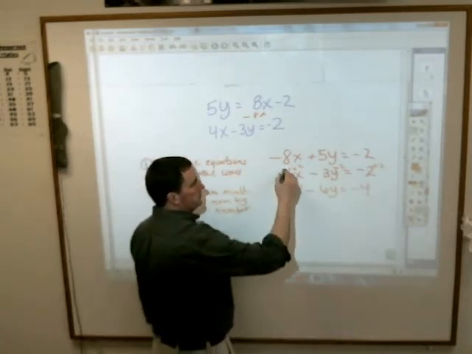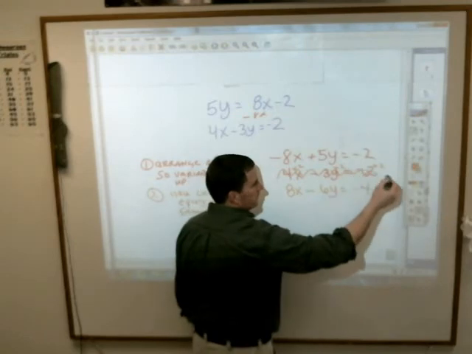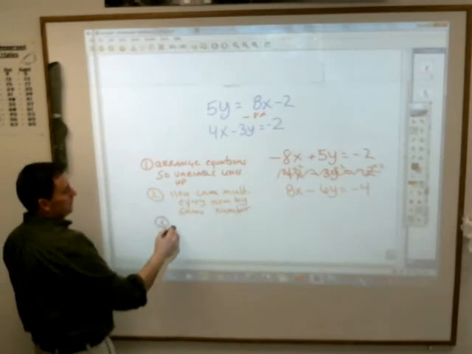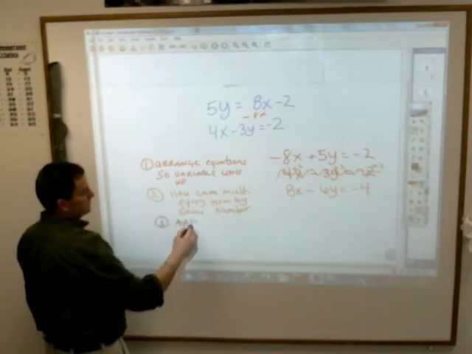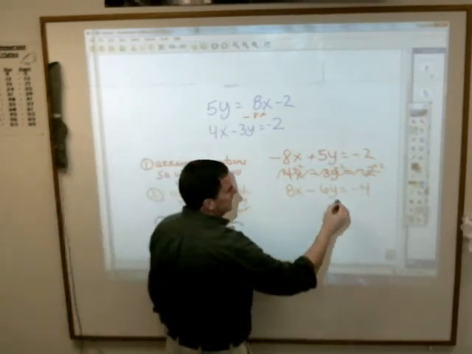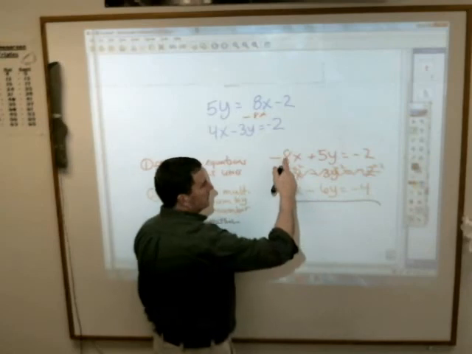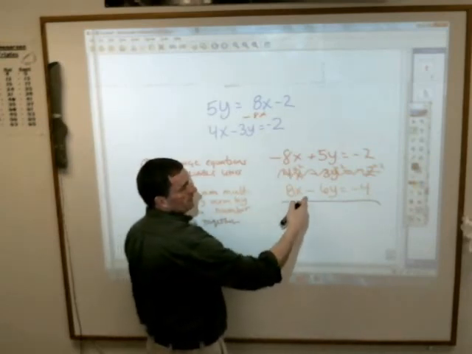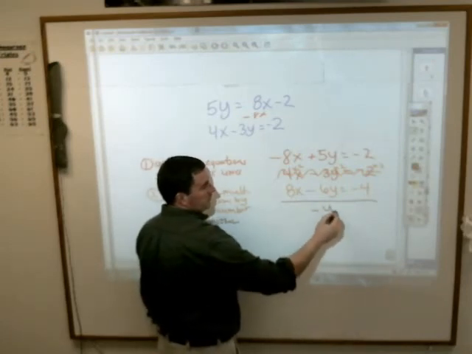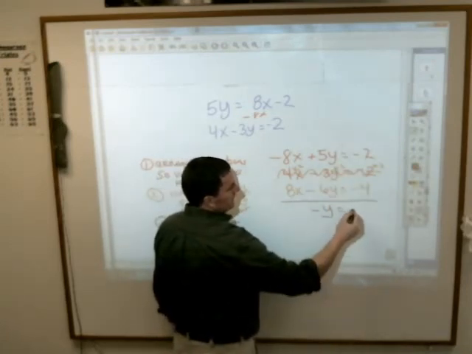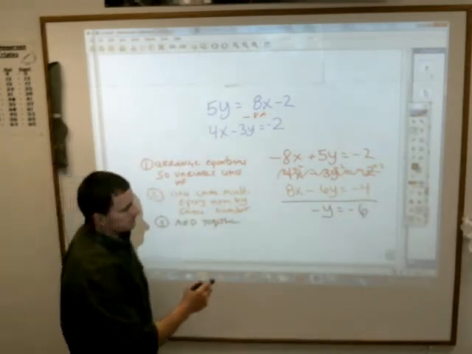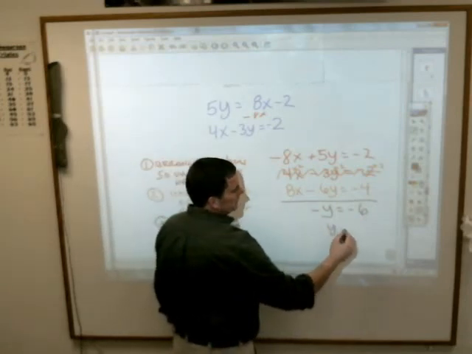So now I can use this new equation, and then step 3, either add or subtract. Actually, let's just say add together. I add these two equations together. Negative 8, positive 8, it goes away. Negative 6y, positive 5y is negative y. Negative 4, negative 2 is a negative 6. So what does y equal? 6. Make them both positive, y equals 6.